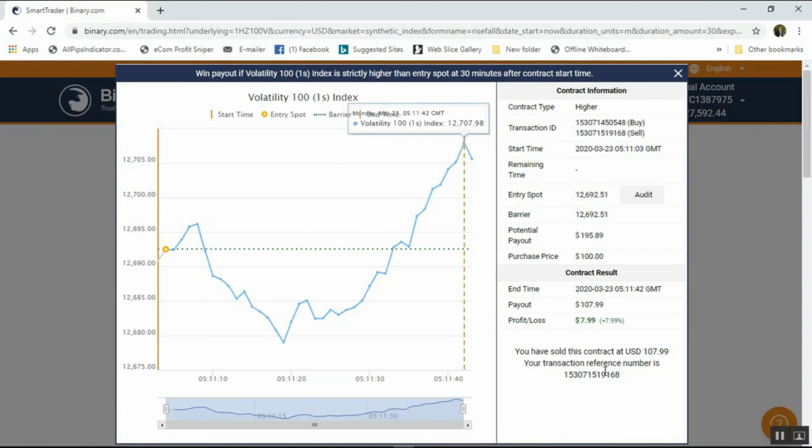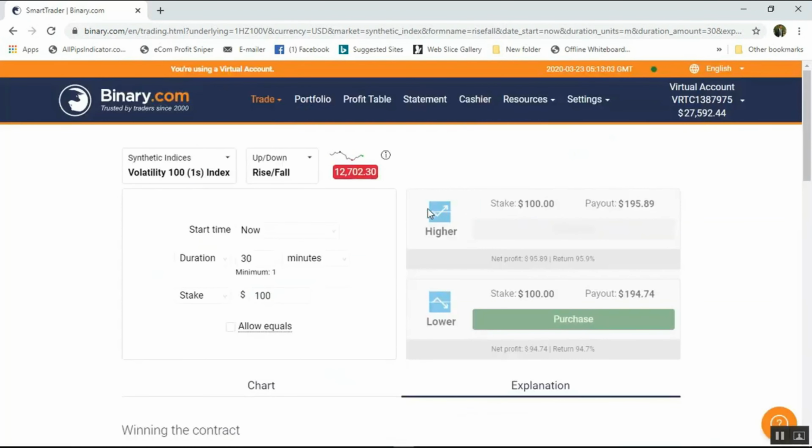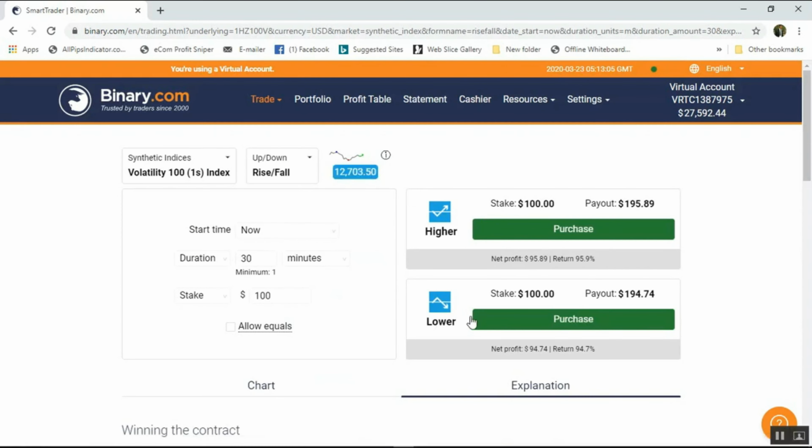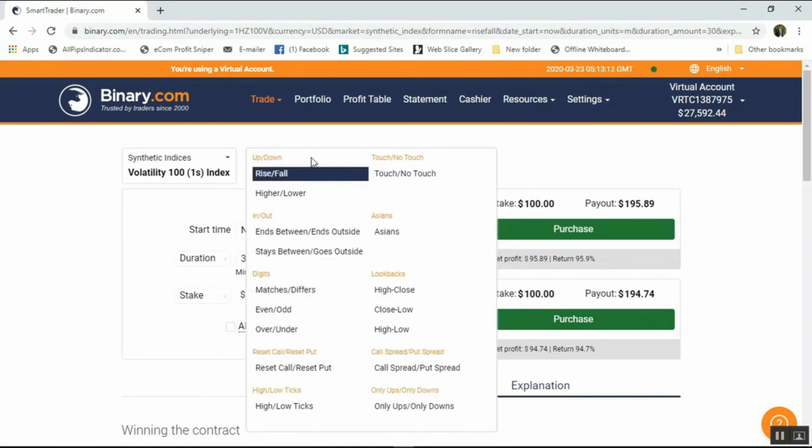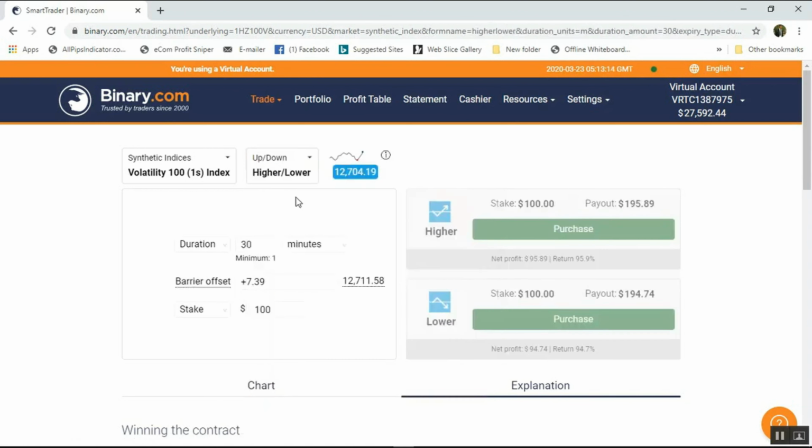Now I just closed this contract on $7, which added $7 profit to my $100. But if I allow it to expire and this movement ends above this line here, I'll be in profit of $95. Now let me close it off. The same thing is applicable to low: if I sell it and the market ends below, I make profit. Now the same thing, let's move into high and lower.